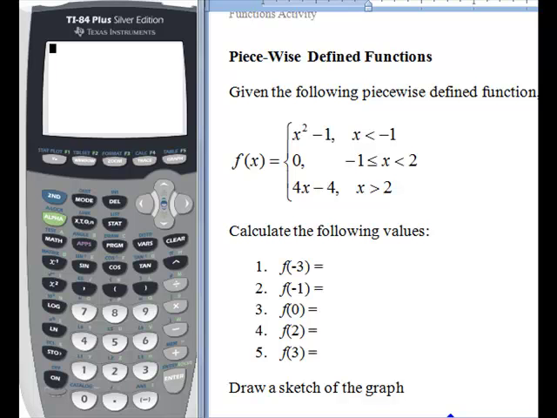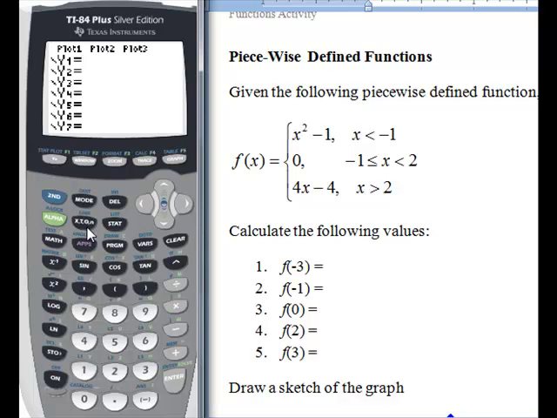In this video, we're going to look at how to use a TI-84 to graph a piecewise defined function and then use that function to calculate some values. So here's our piecewise defined function, and we're going to go over to our graphing calculator and go into the Y equals.